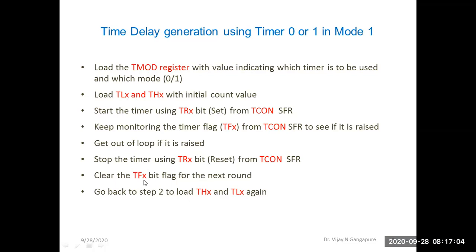You have to clear this TF flag bit for the next round, that is, to again go on generating time delay using the same timer. For that you have to go back to step 2, that is, load TLX and THX again with some initial count value to generate a desired time delay. So these are the steps involved in time delay generation using either timer 0 or timer 1 in mode 1.